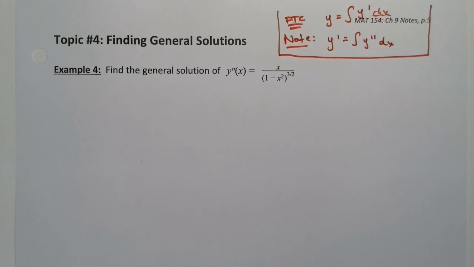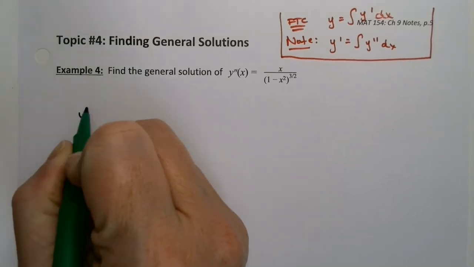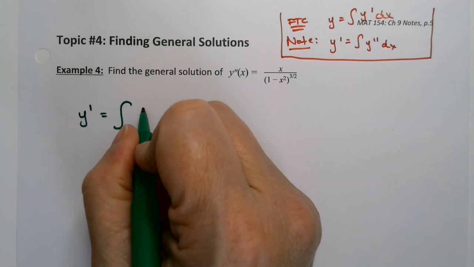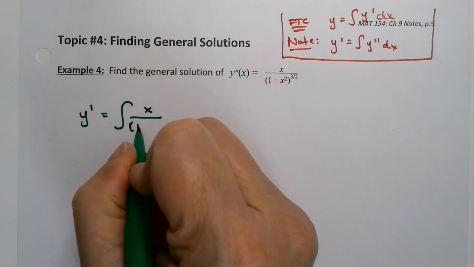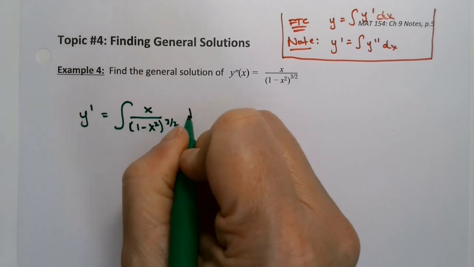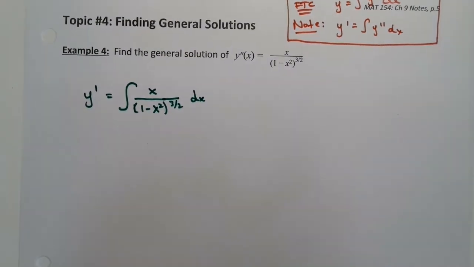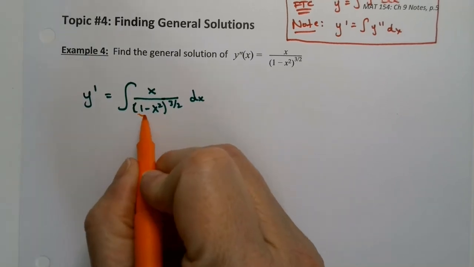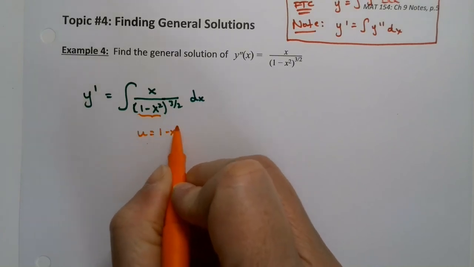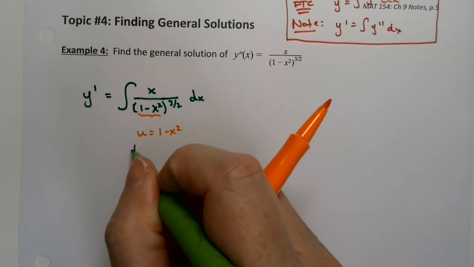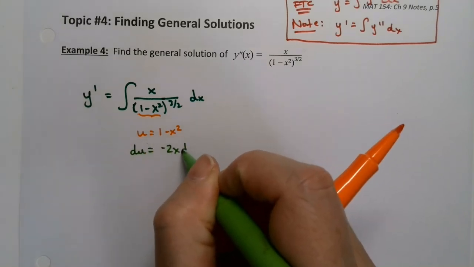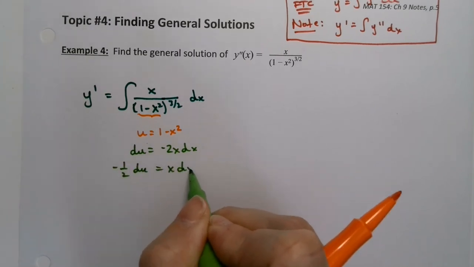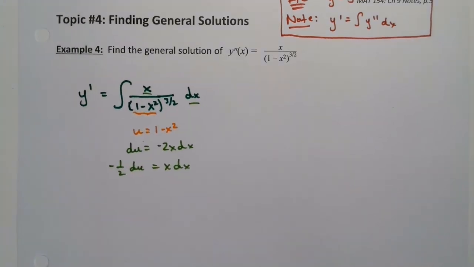Okay, so let's start by finding the first derivative. So I want y prime. Y prime would be equal to the integral of x over (1 minus x squared) to the 3 halves dx. All right, so I'm going to use a little u substitution here because I can kind of see how this is going to go. So u is 1 minus x squared. du is negative 2x dx. And I don't want the negative 2 part. I want negative 1/2 du equals x dx because that's the piece that I have in my problem.